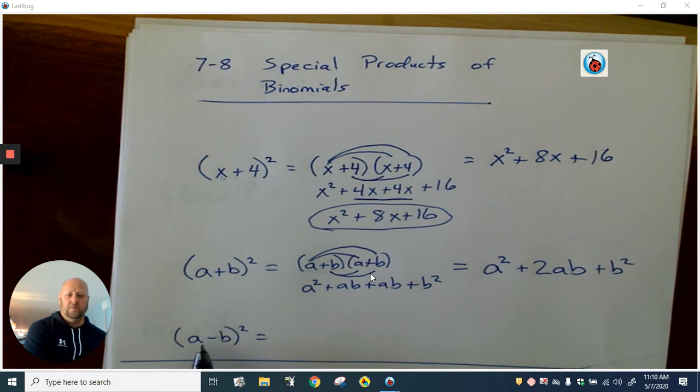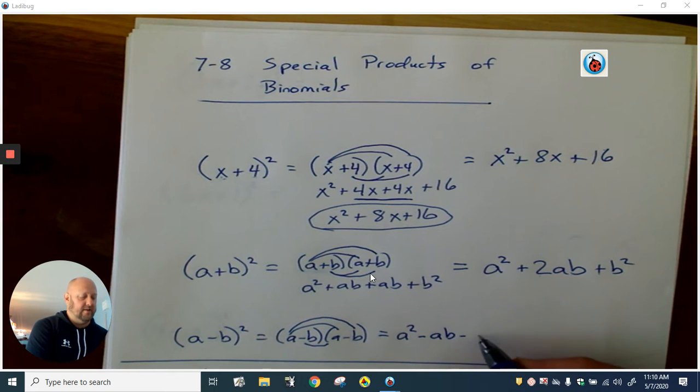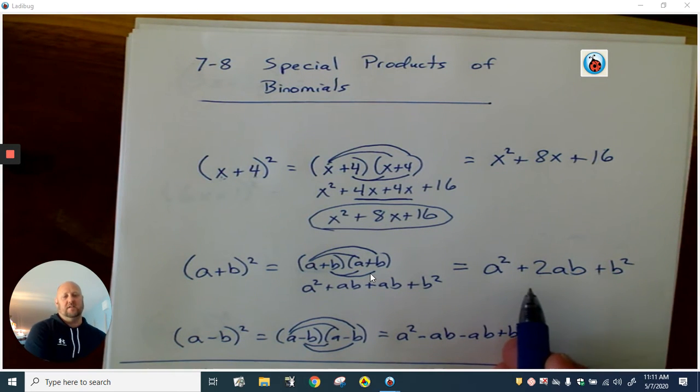It also works when you have a minus. The only difference is when you FOIL that out and you have a minus b, we have a squared, just like before, and then we have a times negative b, which is going to be negative ab, and we'll have another negative ab. But our last, negative times a negative, is still a positive, okay? So the only difference is that second one is going to be negative.